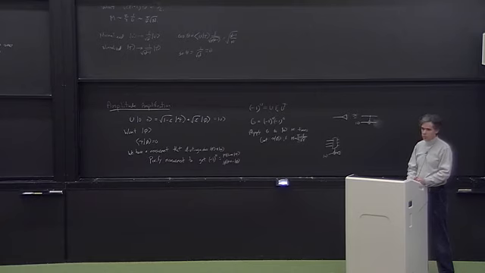So next week, we're going to talk about other aspects of quantum information. We're going to talk about quantum error correction, quantum cryptography, entanglement, and channel capacity type things. OK?